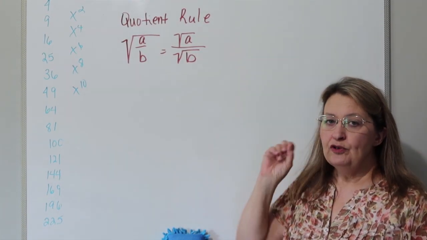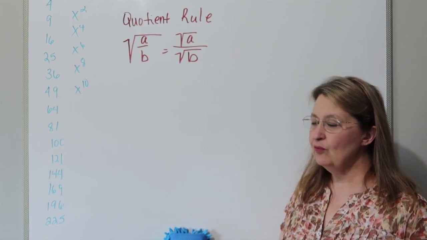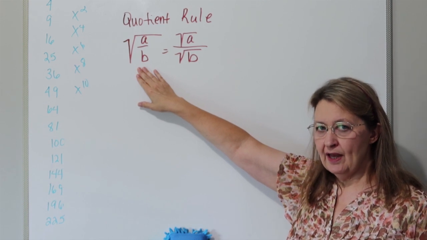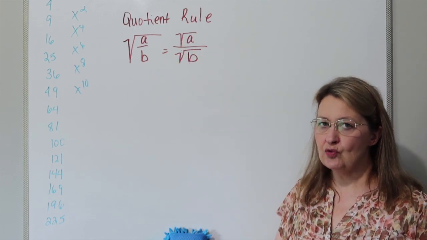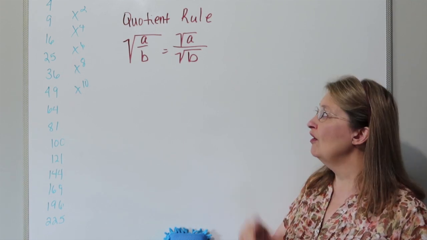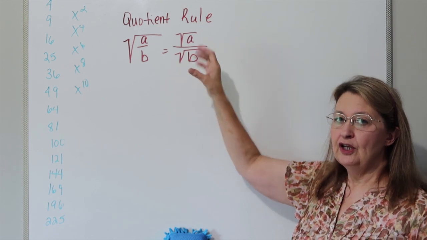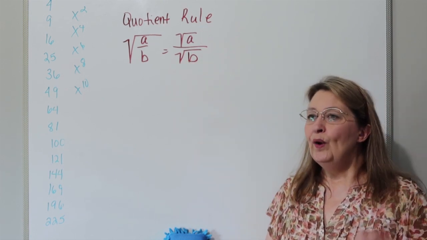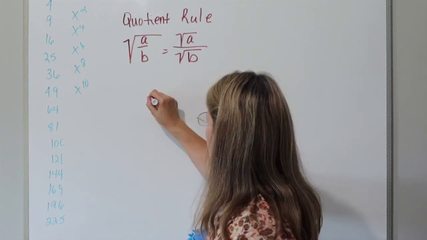Now let's talk about the quotient rule. It's the same as the product rule, it's just for fractions. And what it says is if you have a fraction under the radical sign, you can split that up and find the square root of the top number and the square root of the bottom number. You can also use it backwards. If you have two square roots over each other, you can combine them under the same radical and simplify. When to use these is going to depend on your problem.